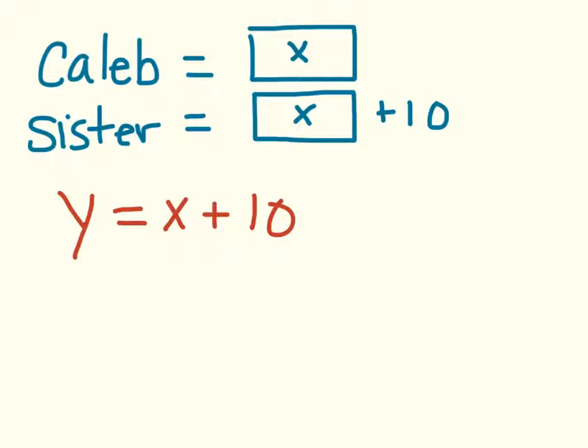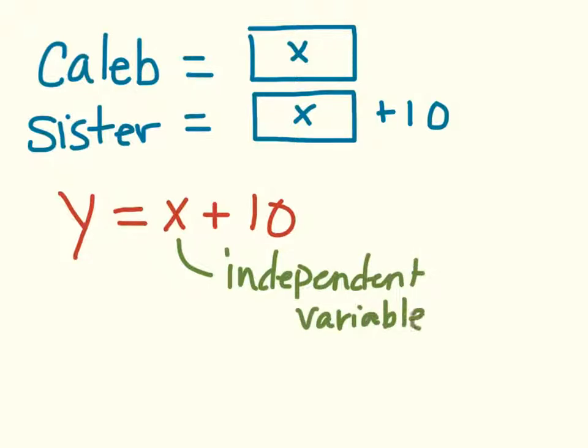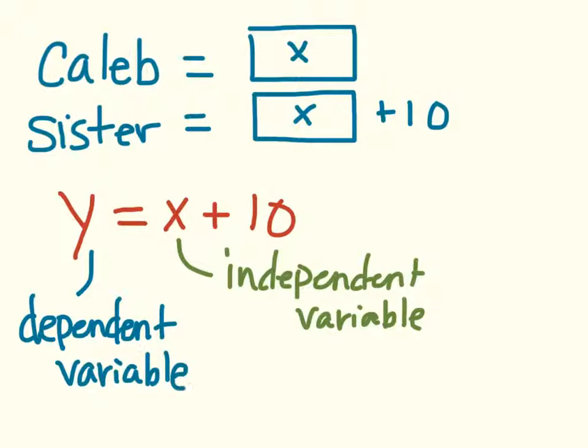We have some vocabulary to learn here too, so let's pause for a moment and learn the terms we need to know. In this equation, X is called our independent variable, and Y is called our dependent variable. The value of Y depends on the value of X, and therefore Y is the dependent variable. It's dependent on the independent variable. The value of Y will change as the value of X changes.